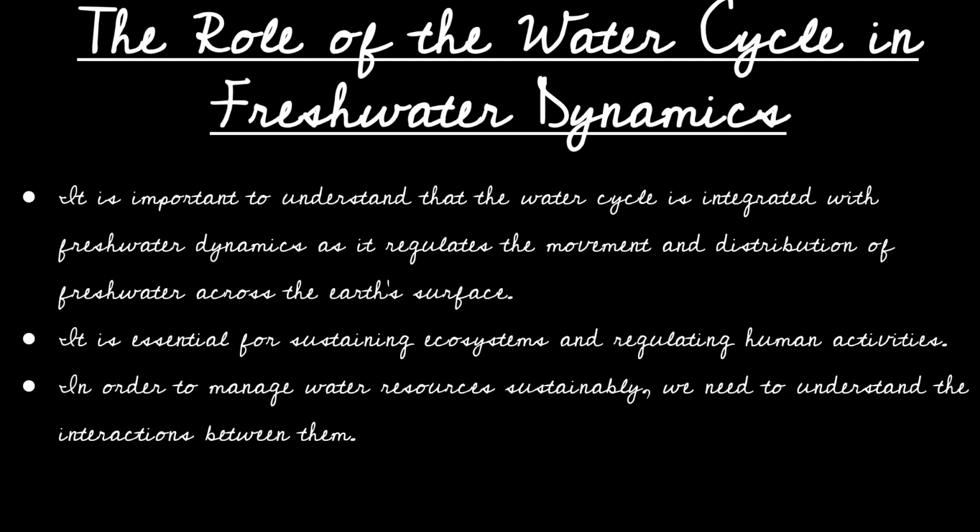It is important to understand that the water cycle is integrated with freshwater dynamics as it regulates the movement and distribution of freshwater across Earth's surface. It is essential for sustaining ecosystems and regulating human activities. In order to manage water resources sustainably, we need to understand the interactions between them, which is why the water cycle is so important to understand.